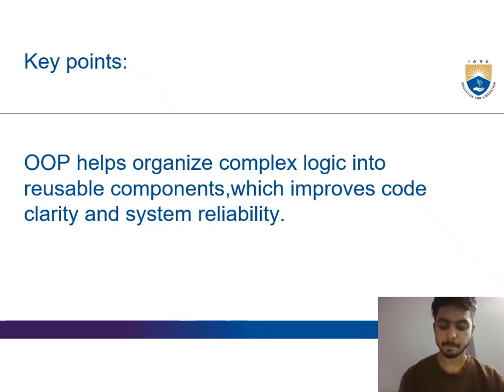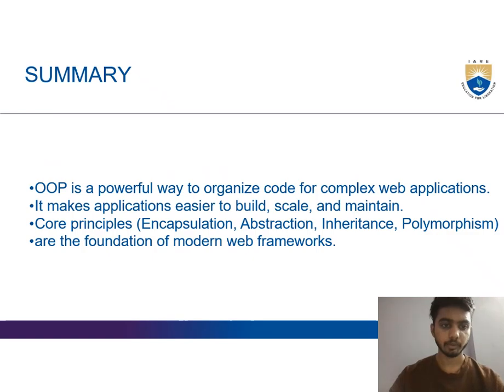Summary. OOP organizes code using objects that model real-world entities. Its core principles, encapsulation, abstraction, inheritance, and polymorphism, make software modular, reusable, and maintainable. In web development, these ideas are fundamental. Frameworks like Django, Laravel, and Spring all rely heavily on OOP. Using OOP, we can build web applications that are easy to understand, expand, and maintain over time.